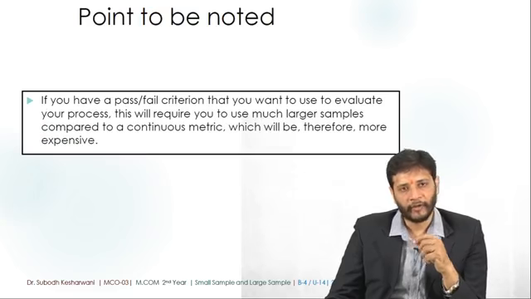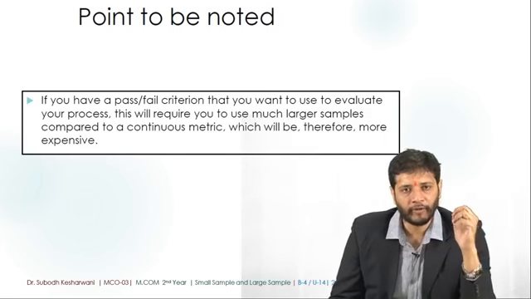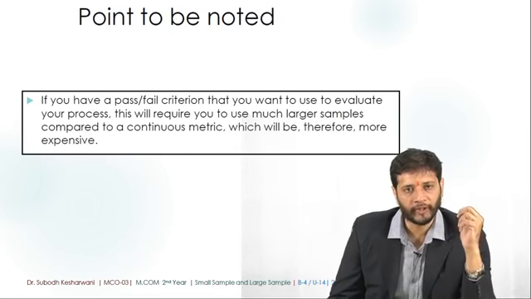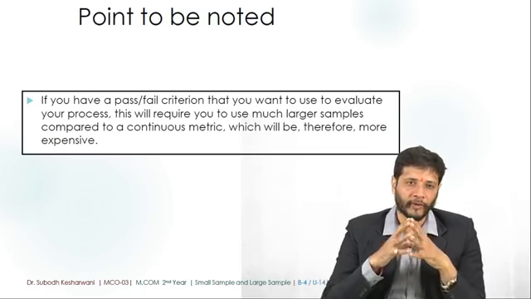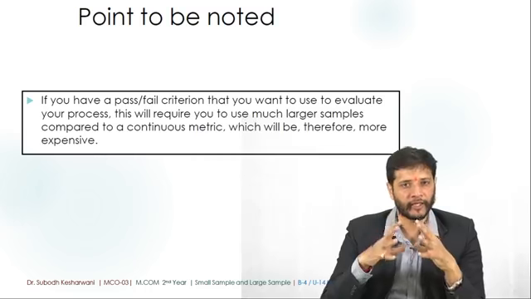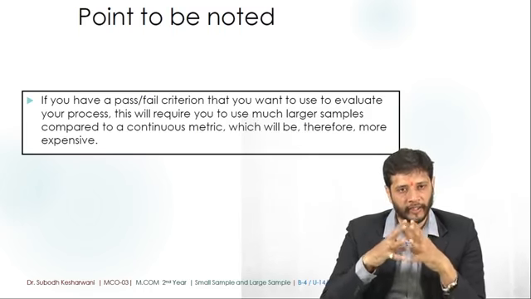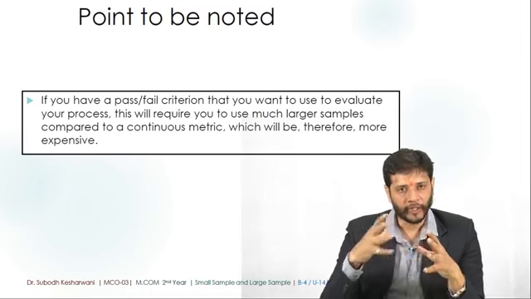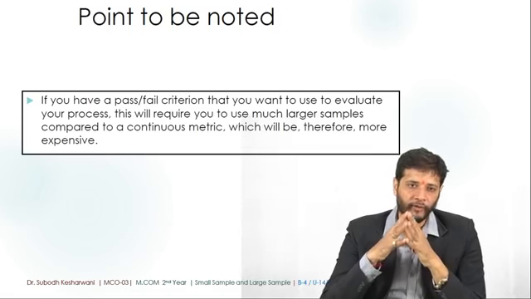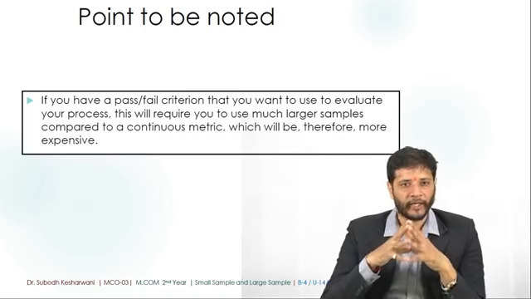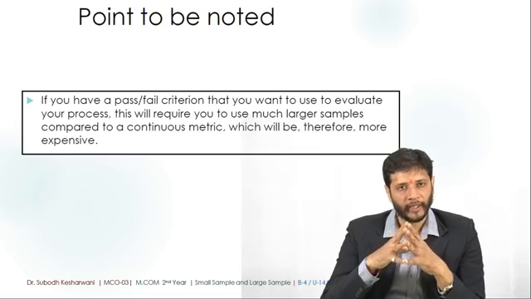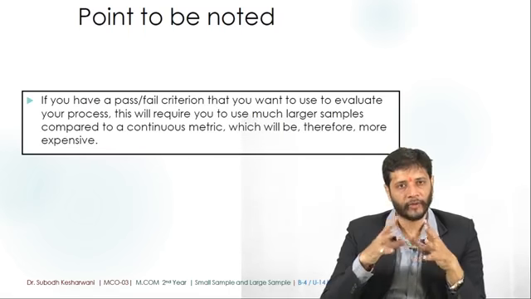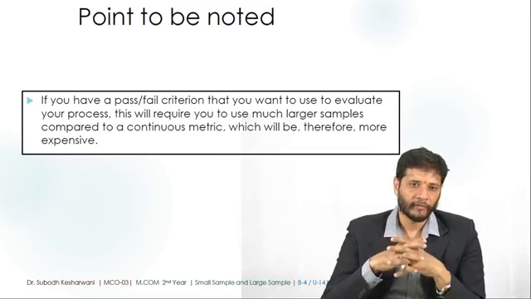Anyway, what we have noted is that if you use a pass or fail criterion to evaluate your process, this will require a much larger sample compared to a continuous metric, and will therefore be more expensive. So I am going to sum up this session, which is focused on how you choose a large sample or a small sample for hypothesis testing. When you test a hypothesis, you have to define clearly whether you are below 30 or above 30. If you are above 30, you can go for the Z test. If you are below 30, you can apply the T test or other applicable tests.